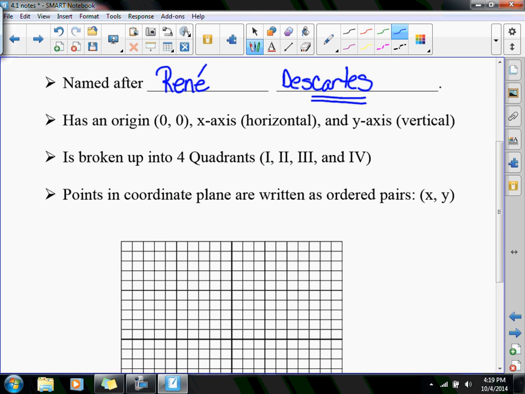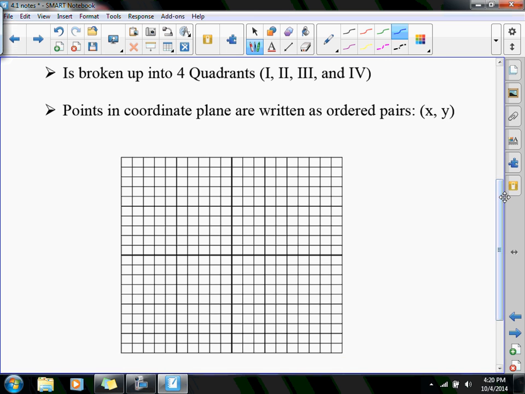When you have your coordinate plane that you're graphing on, it actually has a starting point or an origin that's at the ordered pair 0, 0. The x-axis is horizontal, the y-axis is vertical, and it's broken up into 4 quadrants, 1, 2, 3, and 4, and we use Roman numerals for them. And then when we plot in the coordinate plane, we write our ordered pairs as x and then y. And the x value is how much you move left and right, and the y value is how much you move up and down. So let me put some of this information on our coordinate plane here.